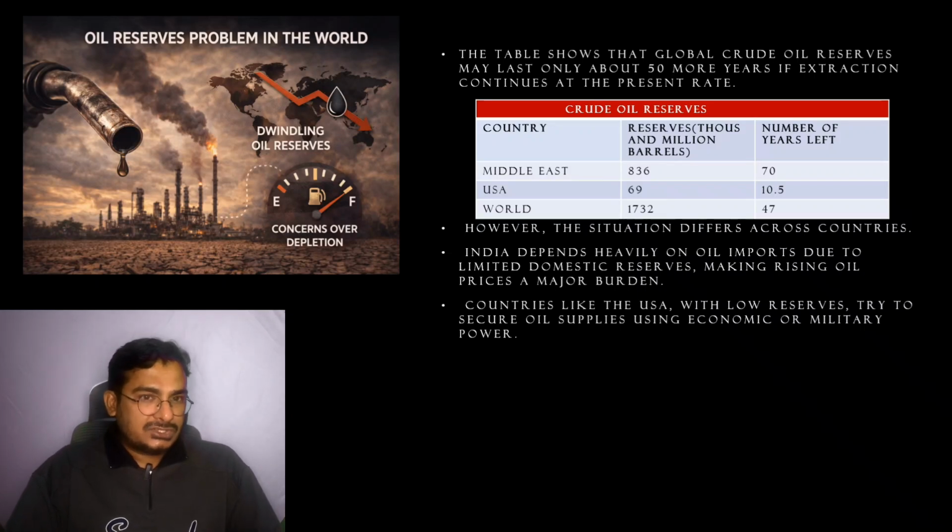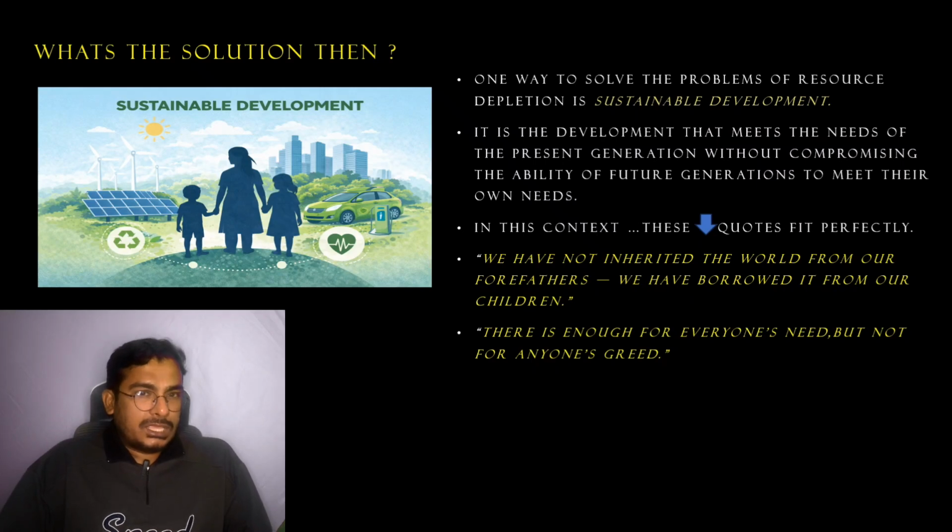So whichever country holds a large number of oil reserves, that country would definitely be on the positive side of development. Now, for problems like overusage of groundwater or oil reserves getting depleted, what is the solution? The solution is simple: sustainable development. What is sustainable development? Nobody says not to carry out development, but carry out development in such a way that you're leaving certain resources even to the next generations. So that's sustainable development. We also have certain quotes like, we have not inherited the world from our forefathers, we have borrowed it from our children. This is an apt quote in this context.